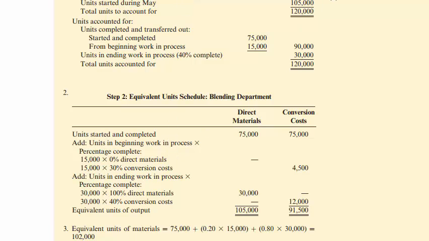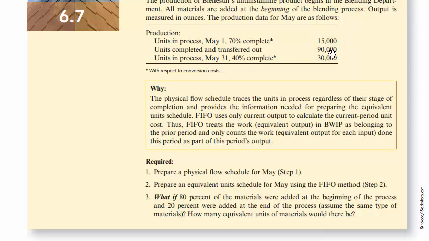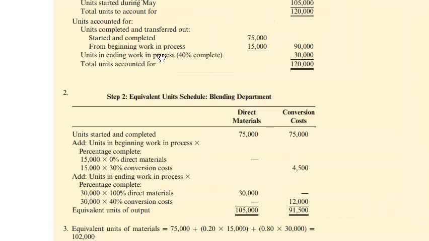Okay, so let me look back at that page. They told us that the beginning work in process was 70% complete as to conversion costs. That's why we're only going to include the 30% additional work that we did during this month. So that's where that 30% comes from. It's 100% less the 70% that was already completed the month before. So when we do that math, we get 4,500.